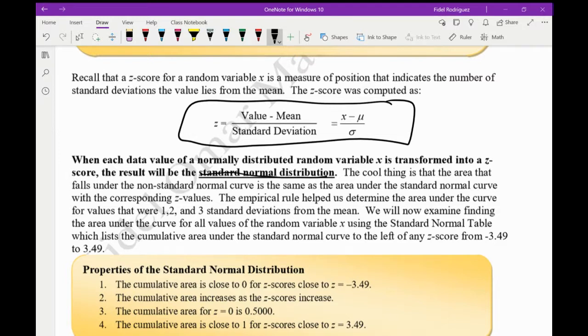The empirical rule helped us determine the area under the curve for values that were 1, 2, 3 deviations from the mean. We're now going to examine finding the area under the curve for all the values of the random variable x using the standard normal distribution, which lists the cumulative area under the standard normal curve to the left of any z-score from negative 3.49 to positive 3.49.